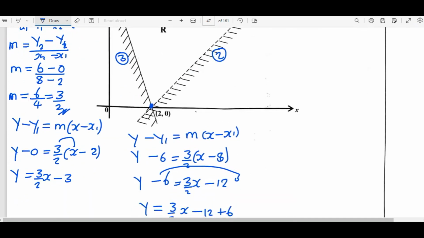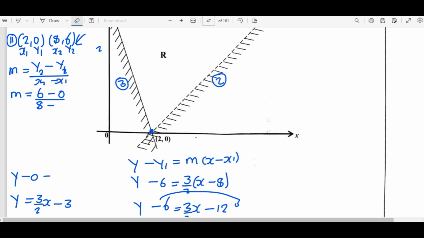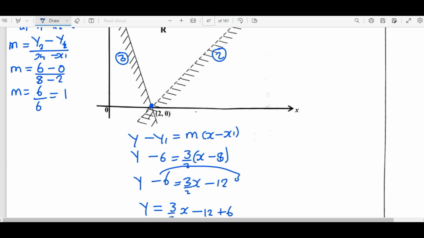Okay, so I made a mistake when finding the gradient. Sorry for this. So the gradient is not right. The key point is we are supposed to get the same answer. So it's supposed to be, since we are subtracting 2, 6 over 6, which is 1. So that is the correct gradient that we are supposed to use.